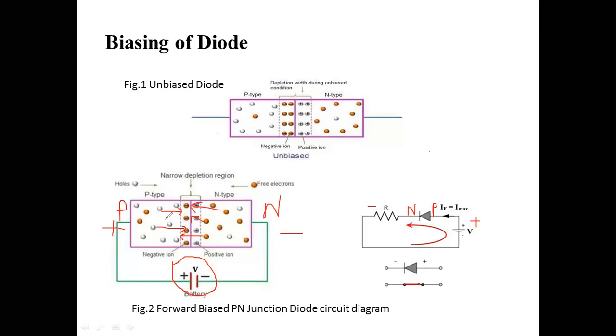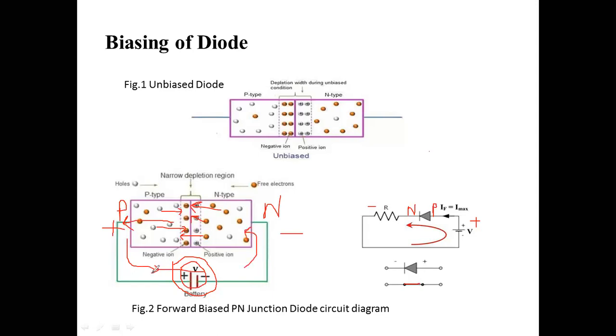When they enter the p side, some of them will recombine with the holes. These holes will recombine with the electrons, and if you go on increasing the voltage, these electrons are attracted by the positive terminal of the battery. Then the electrons start moving in this direction.